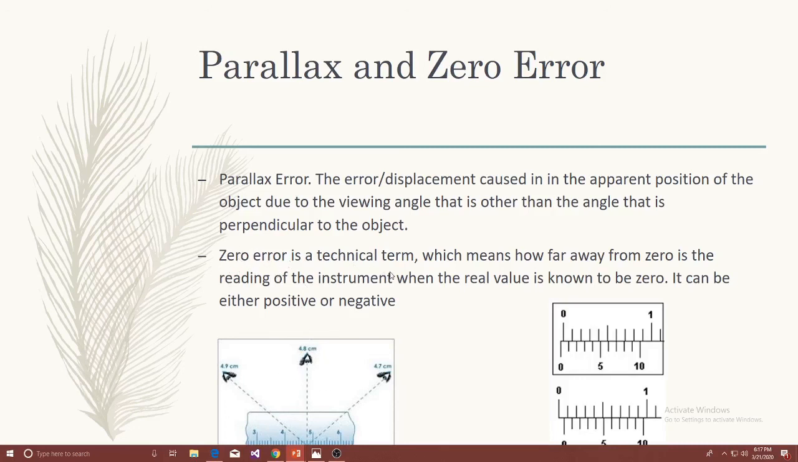We will be discussing it more in our second part, where we will learn about vernier calipers and micrometers. The zero error is a technical term, which means how far away from zero the reading of the instrument is when the real value is known to be zero. It can be either positive or negative. We see these values. Now zero error, see these divisions are not matching, which means there is an error in this.